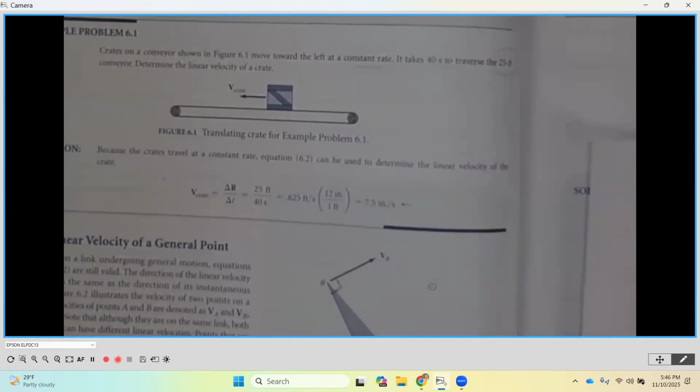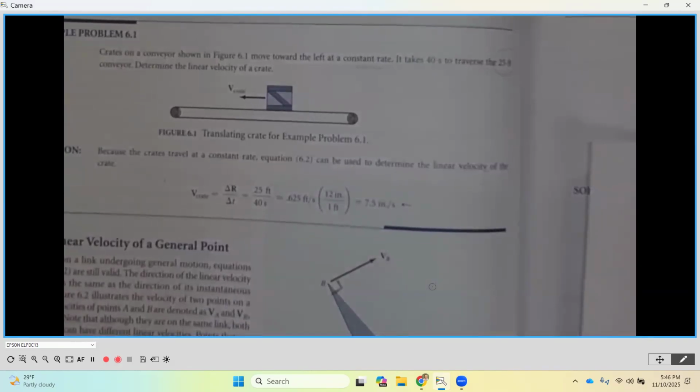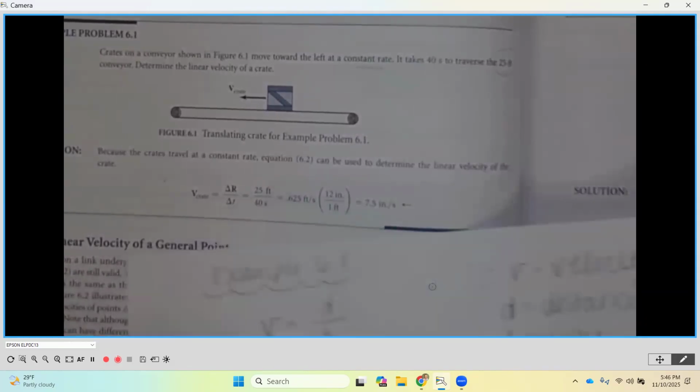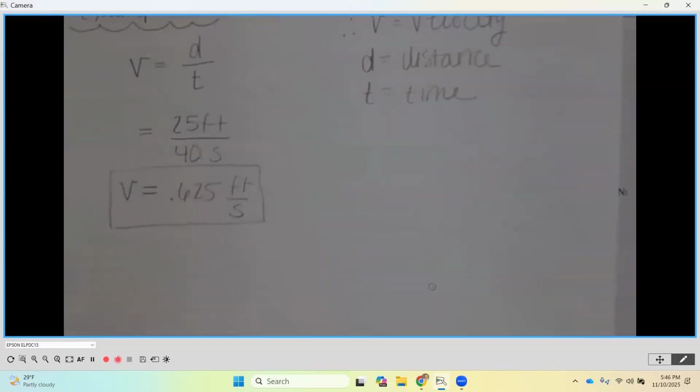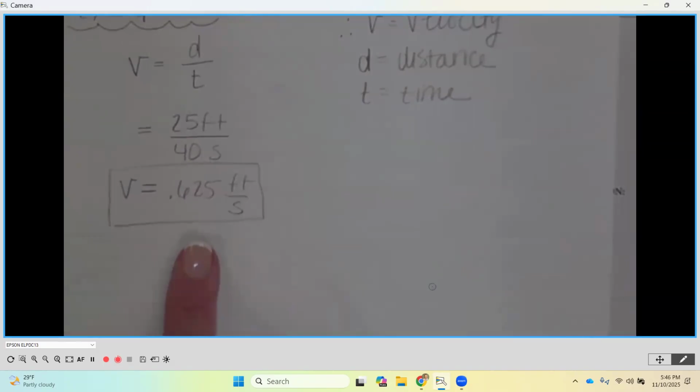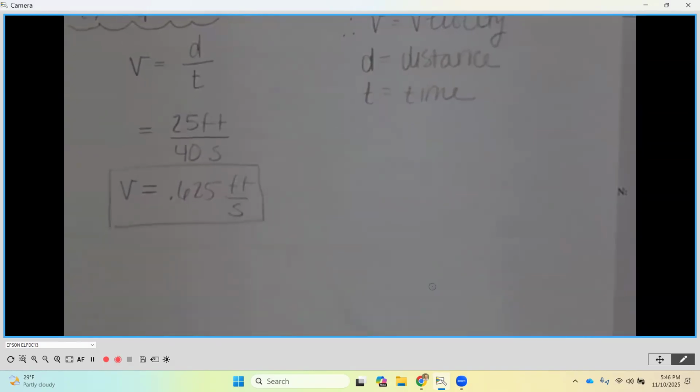Why did they do that? It's just a conversion, right? Now, in the problem, they did not state to convert to inches per second, so that's like an extra thing that they did. If there are no directions to change it to new units, you could stop right here and this would be your final answer.